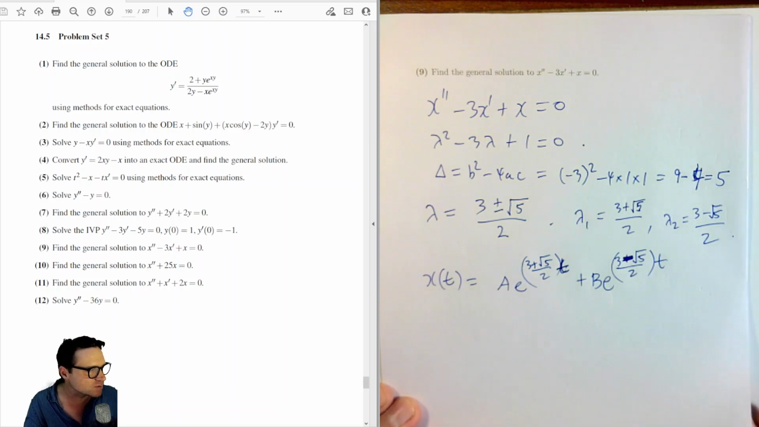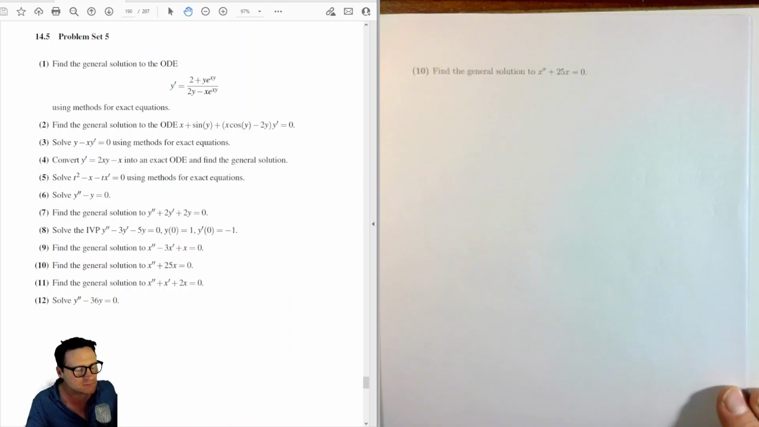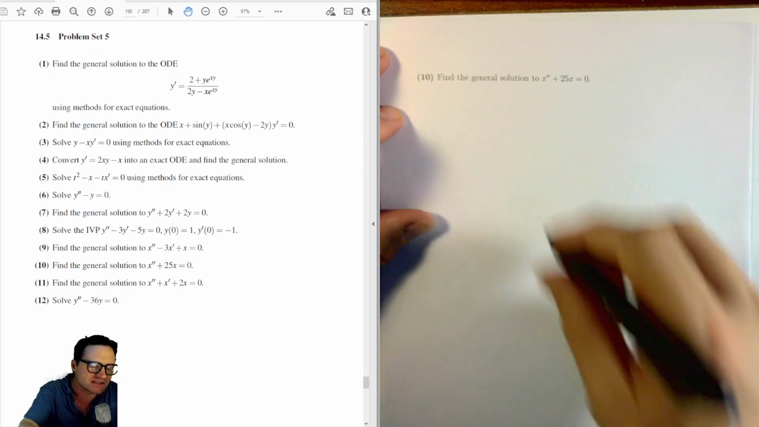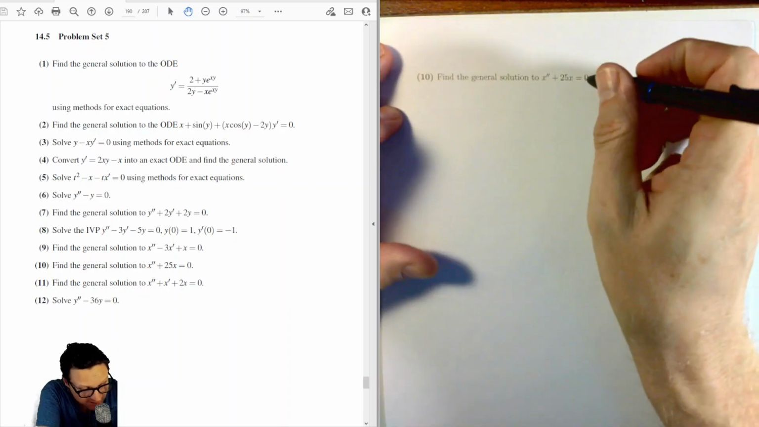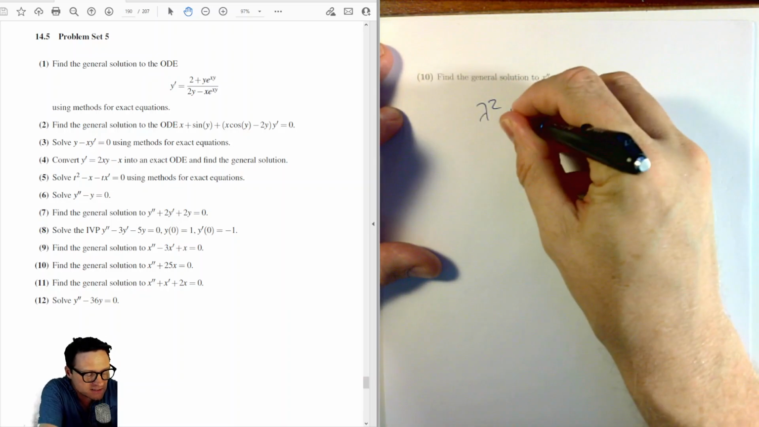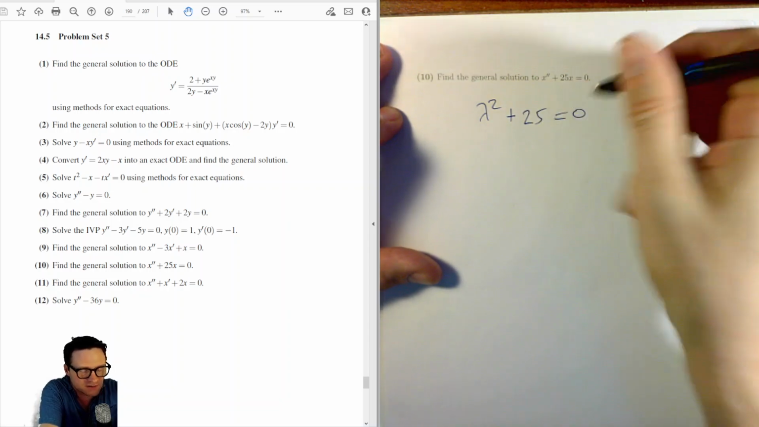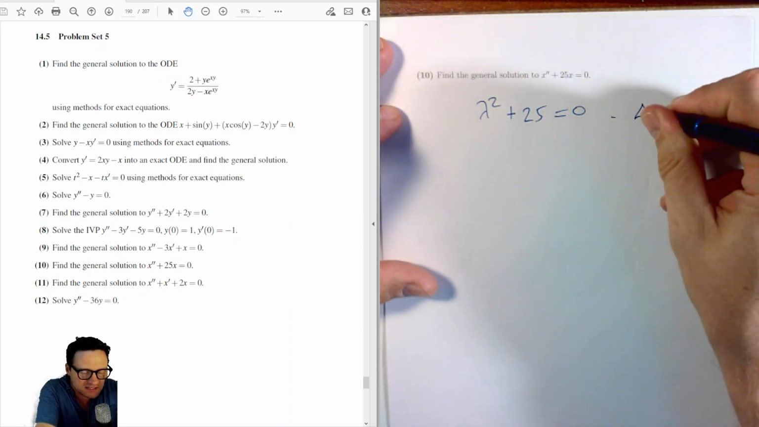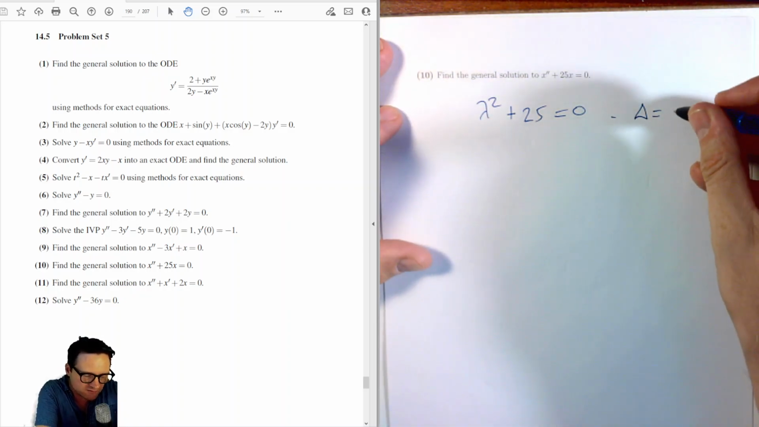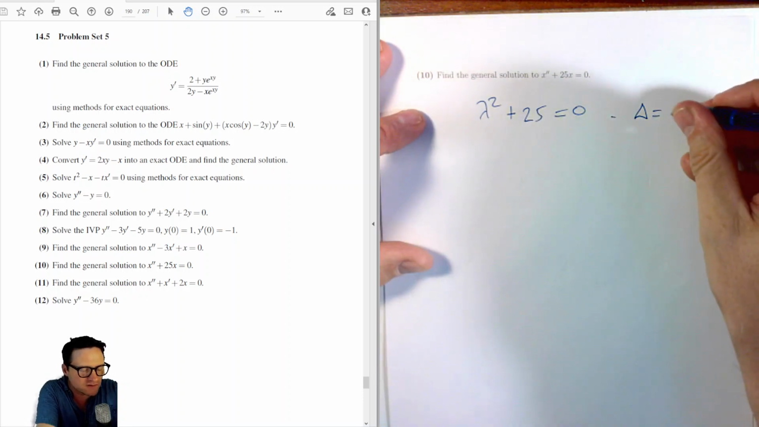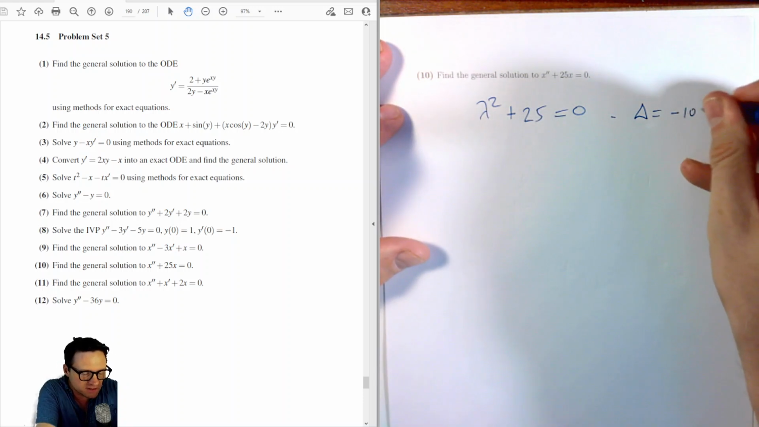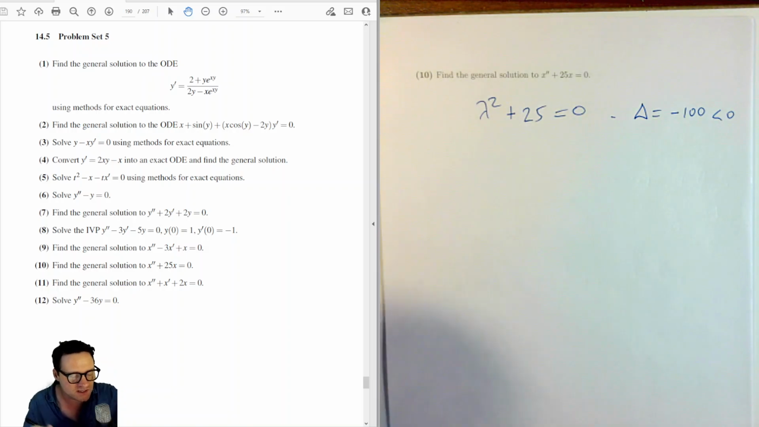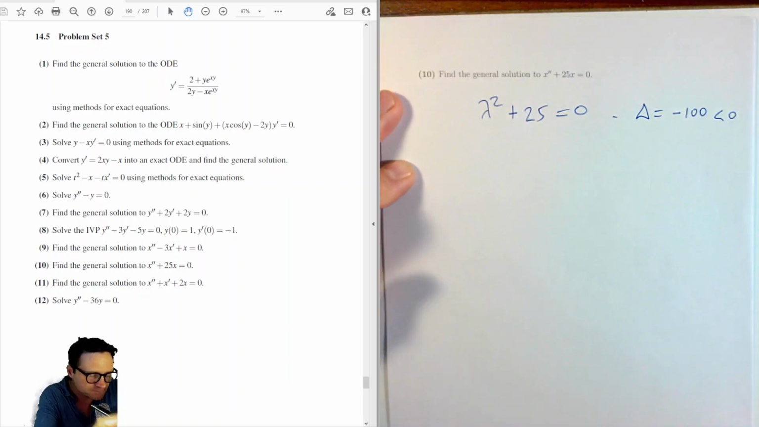So let's move on to the next one, which is question 10. Find the general solution to x double dash plus 25x is 0. So the characteristic equation here is lambda squared plus 25 equals 0. Okay, we can see that our discriminant is negative. So delta is 0 squared minus 4 times 1 times 25, so we have minus 100. Okay, that is negative. So we have complex solutions to the characteristic equation, not real ones.